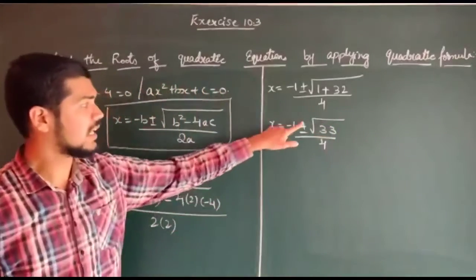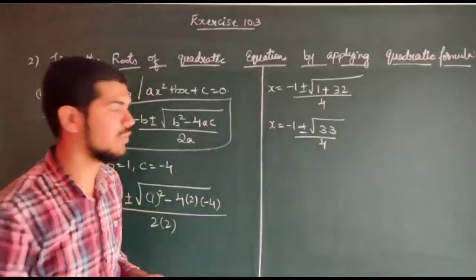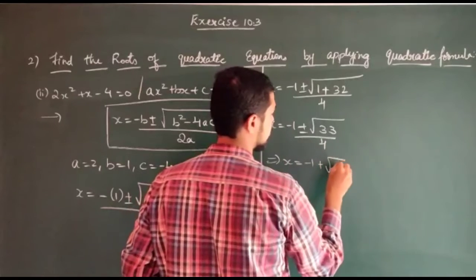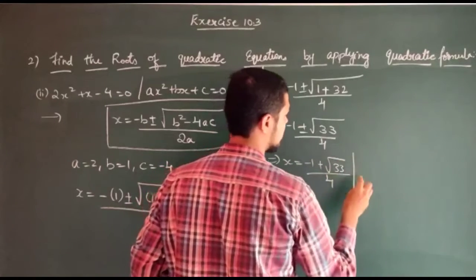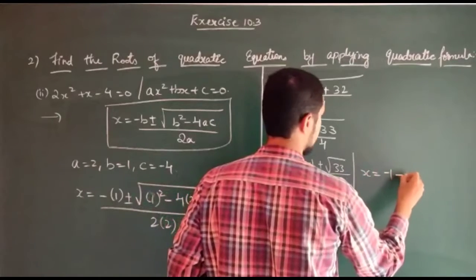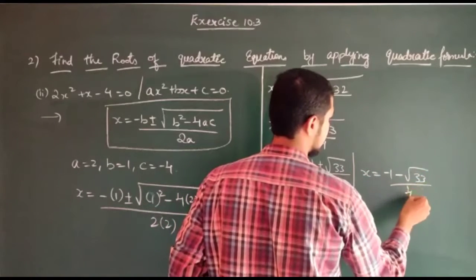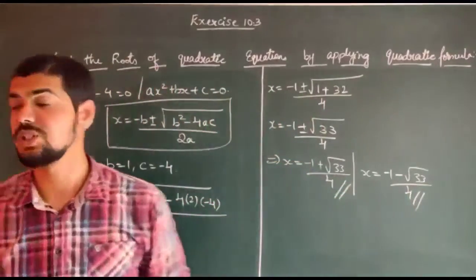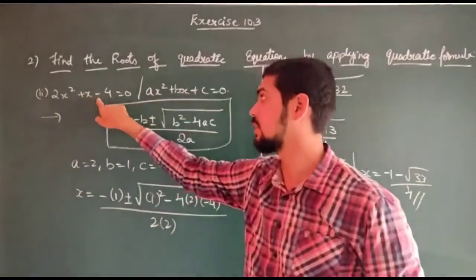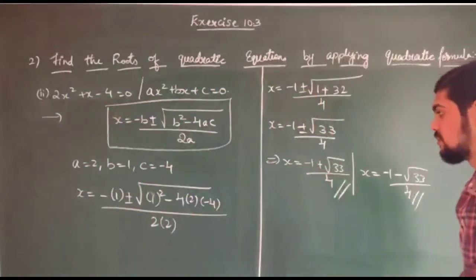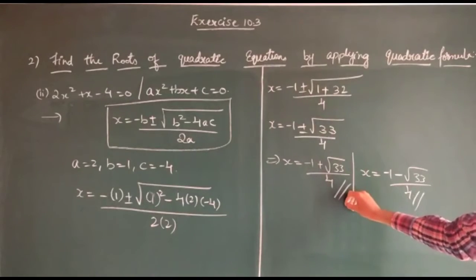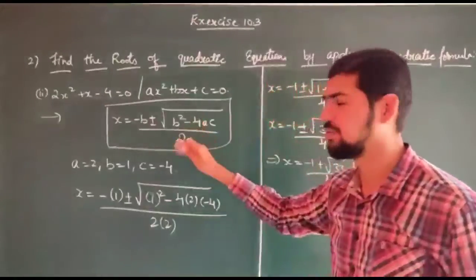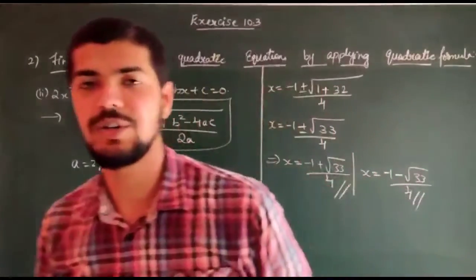Is it clear? Since I have plus and minus, I will be getting two values of x. So x is equal to minus 1 plus root 33 by 4 is one value, and x is equal to minus 1 minus root 33 by 4 is the other value. These are the two answers for the quadratic equation 2x square plus x minus 4 is equal to 0. I hope you are very familiar with this formula method now. Are you finding this simple, students? Yes. Why? You just need to substitute into one formula and you will arrive at your answer.